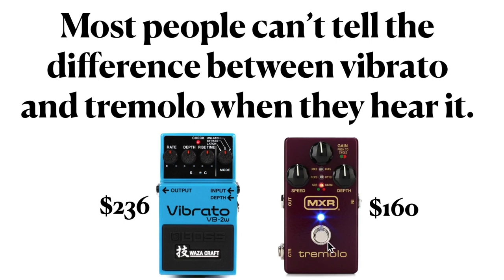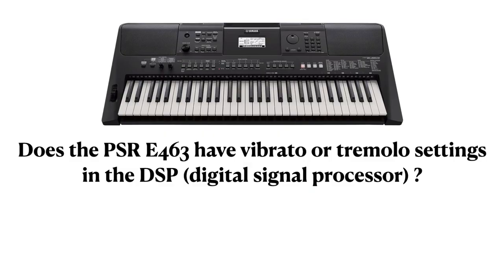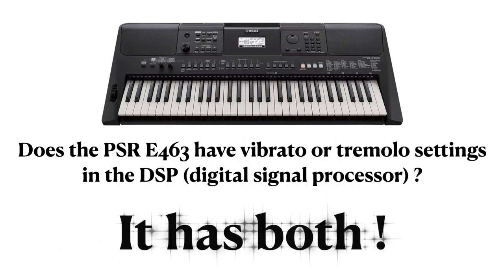Here's one that does tremolo. And once again, it's a stomp box. I plug my guitar into this and then run that into my guitar amplifier. And this is $160. So, which one does the PSR E463 have? Does it have vibrato or does it have tremolo settings in the digital signal processor? And the answer is, it has both of these, and I'm going to tell you what they're called.